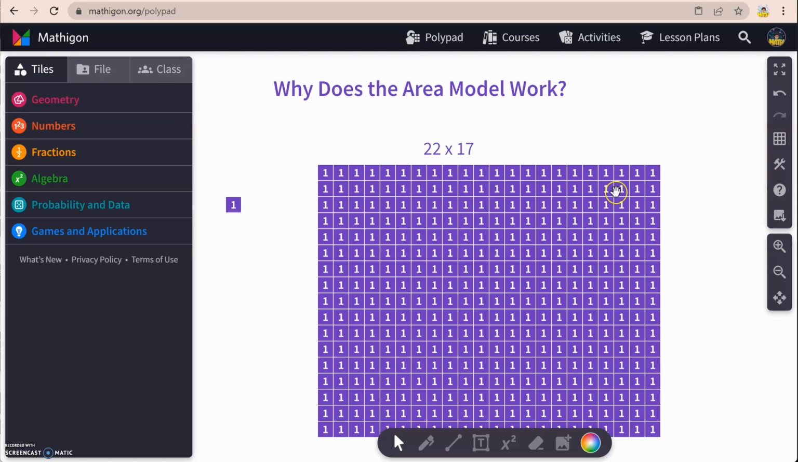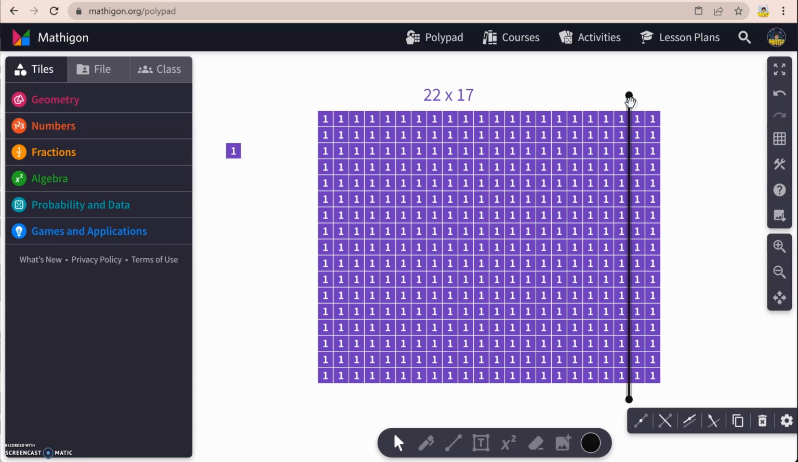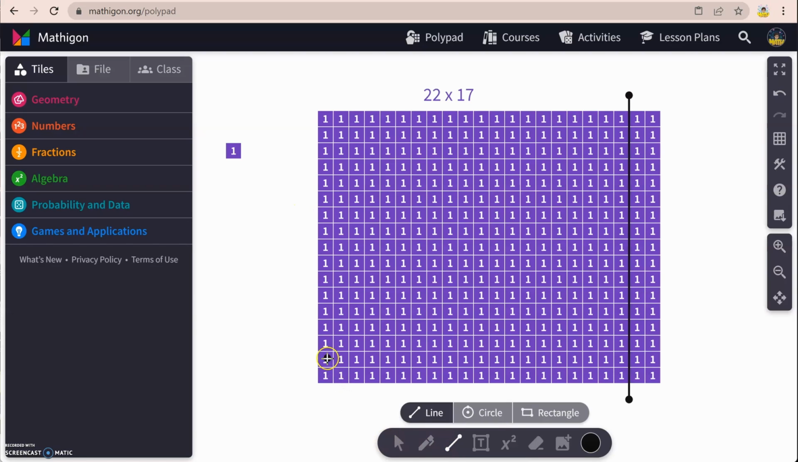Well, so the area model would have us then divide this into 20 plus 2. So there's 20 and then 2 more. And 10 plus 7. So 1, 2, 3, 4, 5, 6, 7. So now we have our 22 times 17 split up into 4 sections.